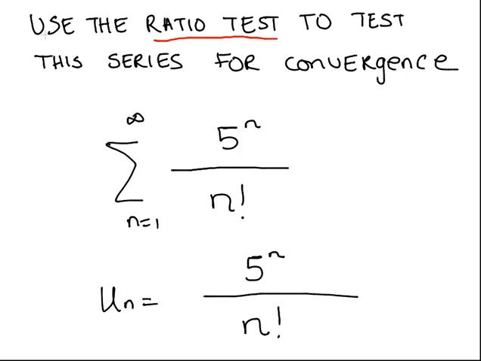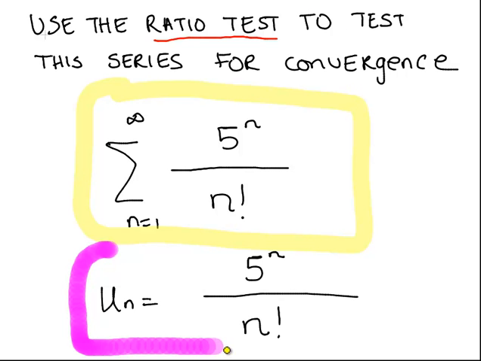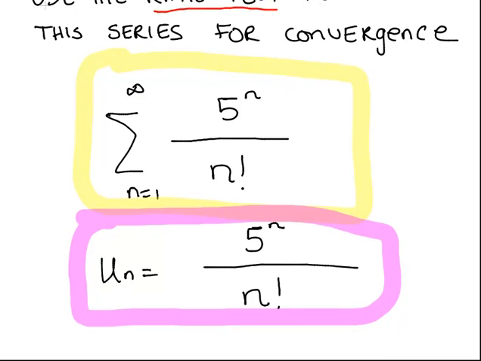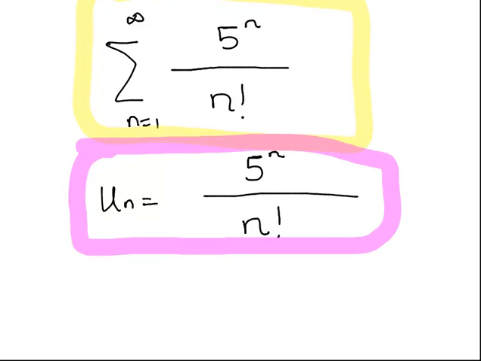In this presentation, we're going to use the ratio test to test the following series, this one here, for convergence. I'm going to talk about how to test it later on, but the first thing we need to remark upon is this is the general term, u of n, and it is 5 to the n over n factorial. So that's important to start off.